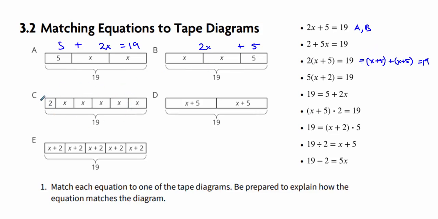Let's look at this question C, or tape diagram C. We have a 2 plus an x plus an x plus an x plus an x plus an x. We have 5 of those, so we could say 2 plus 5 x's is equal to 19. So let's see if we have any of those over here. There's one right there. 2 plus 5 x's is equal to 19. So that could be C.